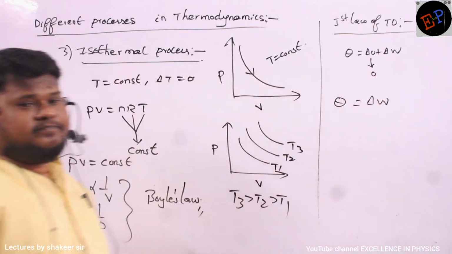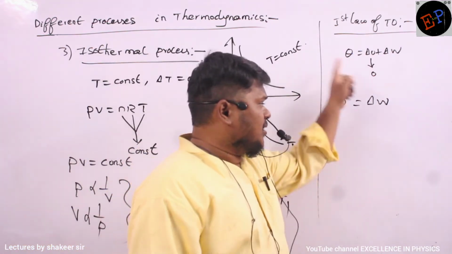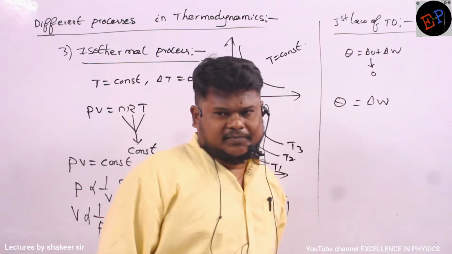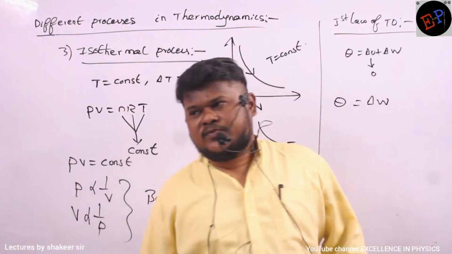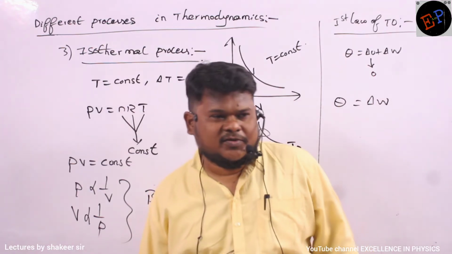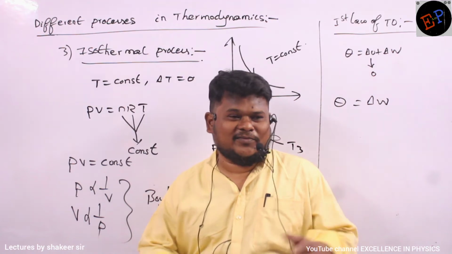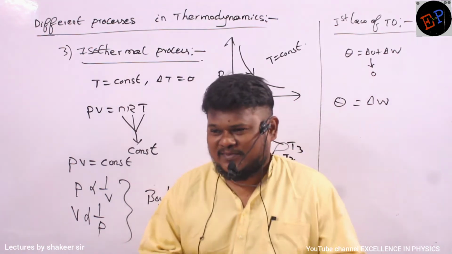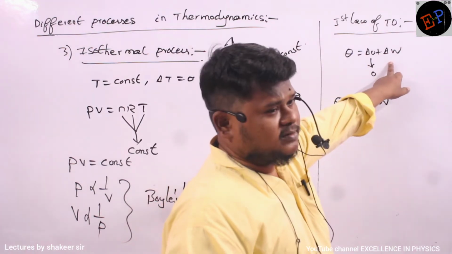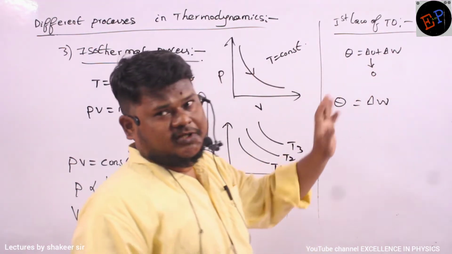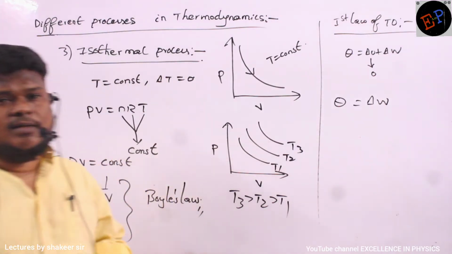What do you understand? Whatever heat energy you supply, total energy is used for doing work. That's it. Are you able to understand? So, your father has given 200 rupees for expenditure. You have spent total 200 rupees for eating pani puri. Now what is the amount you have? 0. Same concept here also. Are you able to understand? So whatever energy is given, total energy is used for work only. So internal energy does not change. Is it clear? So that type of process is called isothermal process.